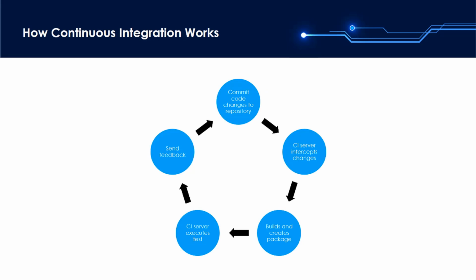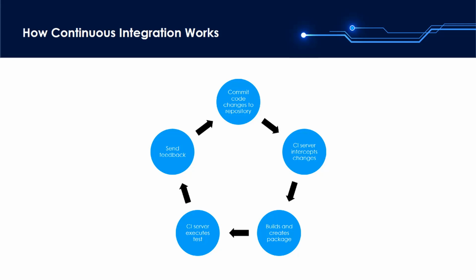Now that we've explored the concept of continuous integration, let's further explore how continuous integration works. So continuous integration is basically a software development practice involving frequent commits for source code changes. The frequency could be on a daily or weekly basis. The sample illustrates how a continuous integration process works.